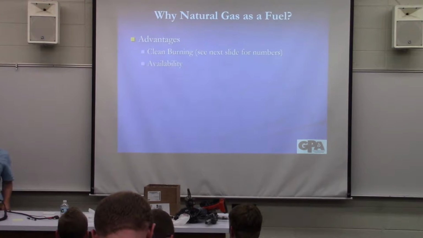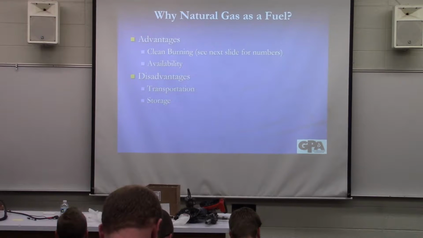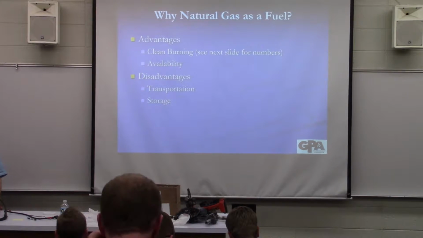Availability: we have an abundance of natural gas in the United States. People in the industry, we say we have too much. We overproduced in the last few years, and we sort of shot ourselves in the foot. Commodity prices are down, so natural gas, in my opinion, is very, very cheap right now. Disadvantages to natural gas: since it is a gas, there are some issues with transportation and storage that you don't have with liquids.